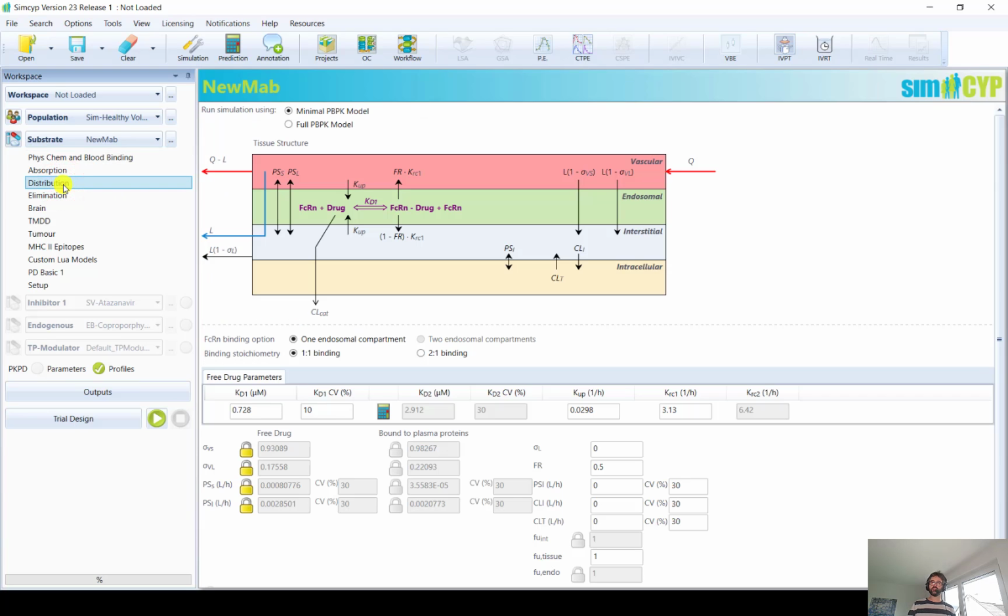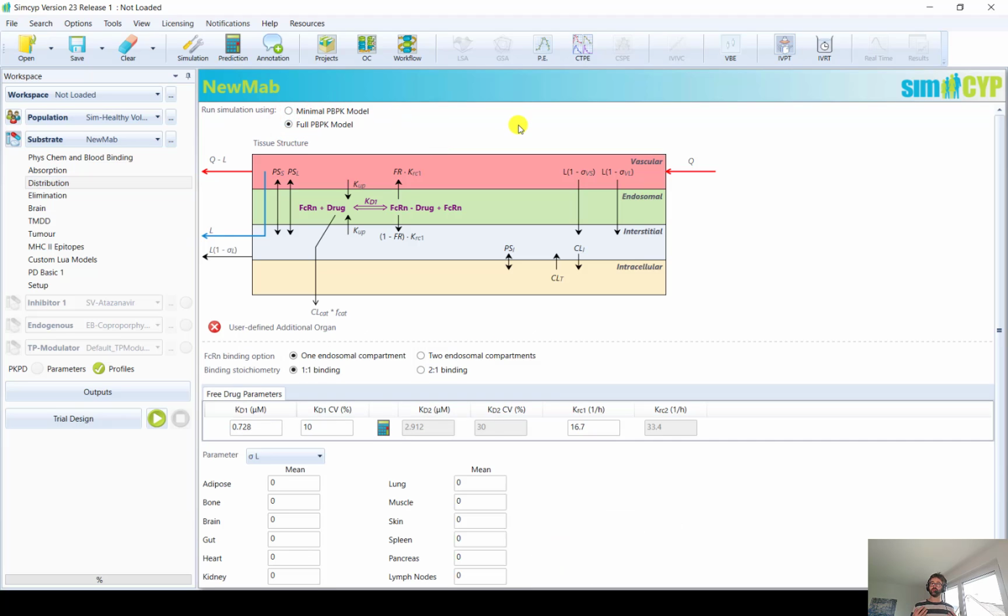If we're moving on now to the distribution screen, we will see we have two different distribution models. One is the minimal PBPK model, which is as simple as it can get, because you have one lumped tissue compartment, a central blood and a central lymph node compartment. Or we can decide to go with the full PBPK model, which offers a more physiologically plausible structure with all the different tissues like liver, lung, heart and kidney represented as compartments in the model.